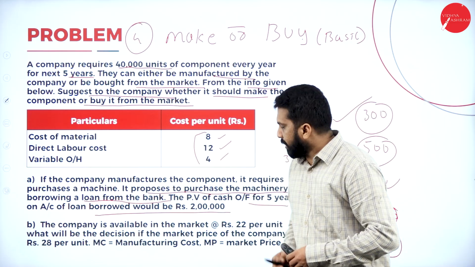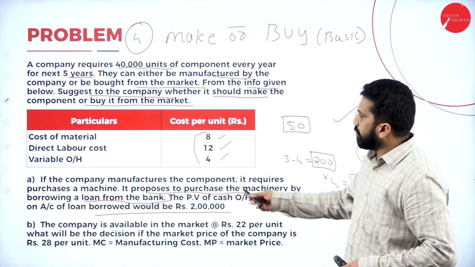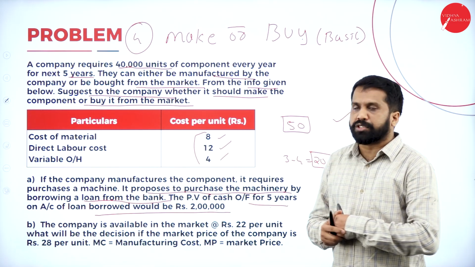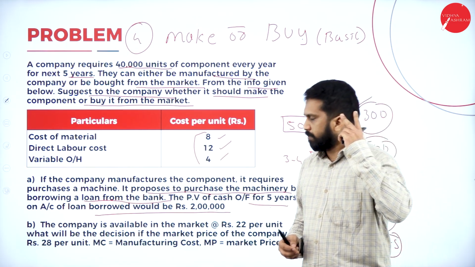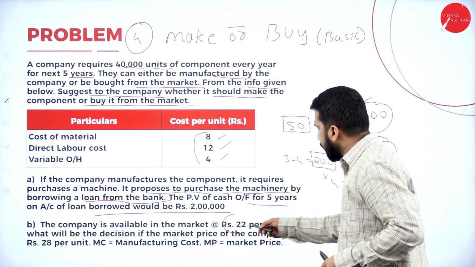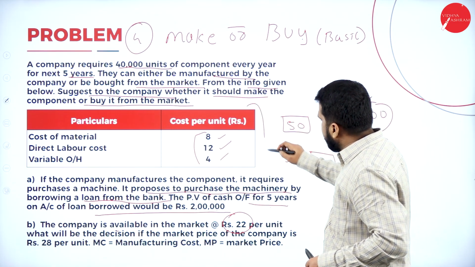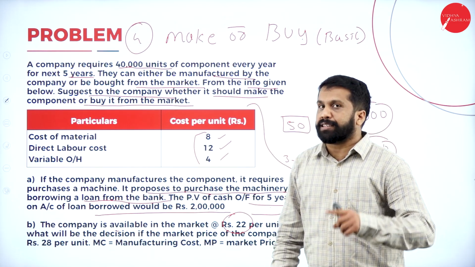How much are you supposed to collect? 2 lakh. What is the rate of interest? For 5 years, you are supposed to pay interest on that. Or the second option: the component is available in the market at 22 rupees per unit. Will you manufacture? Up to this is the information about manufacturing.